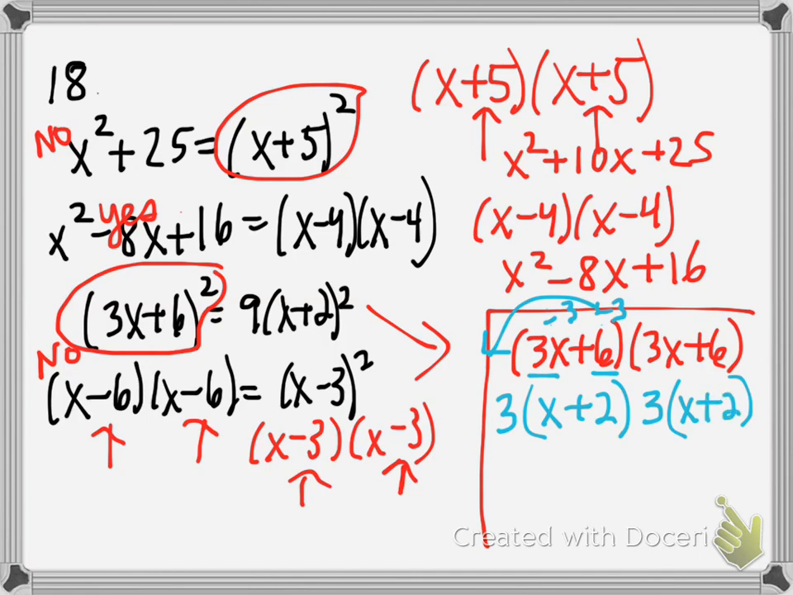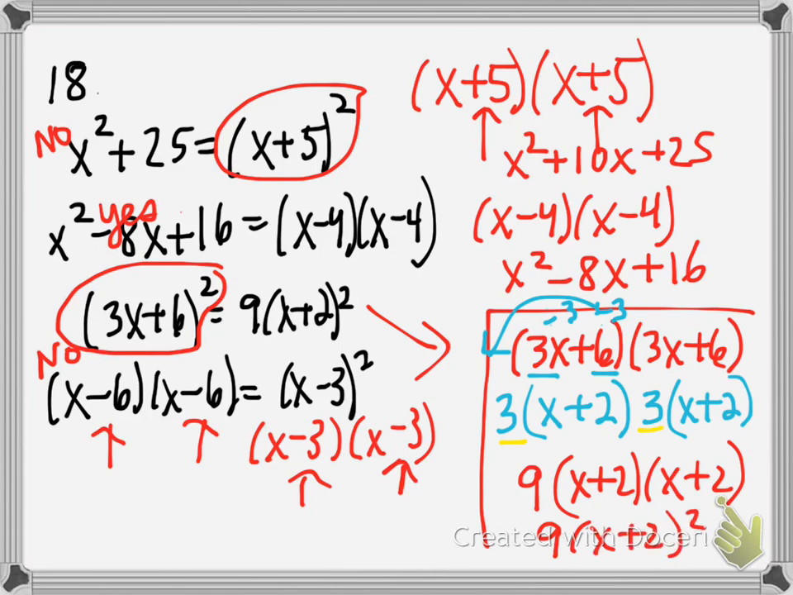So in the end, I have these two 3's, and coefficients always go in the very front. So multiplying those together, you get 9. And then you have x plus 2 times x plus 2. And if you have repeated multiplication, you can use an exponent. So it's 9 times x plus 2 squared. So that third equation was true.